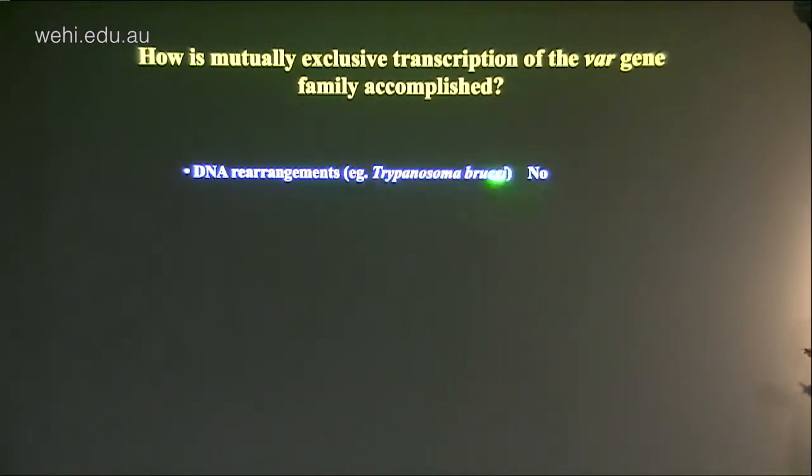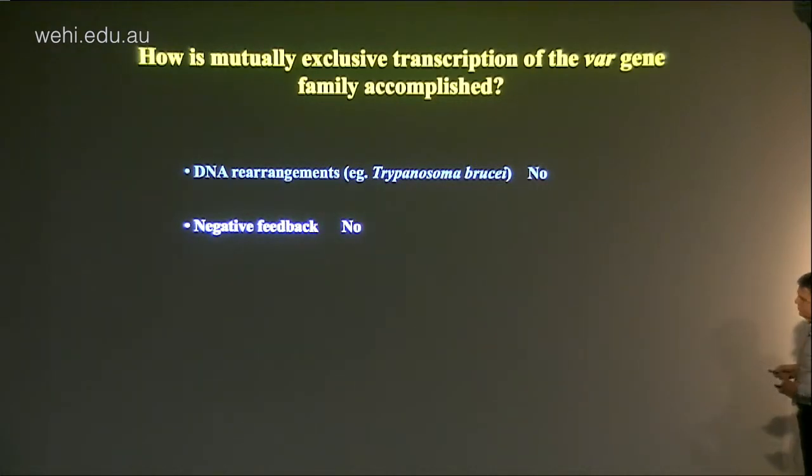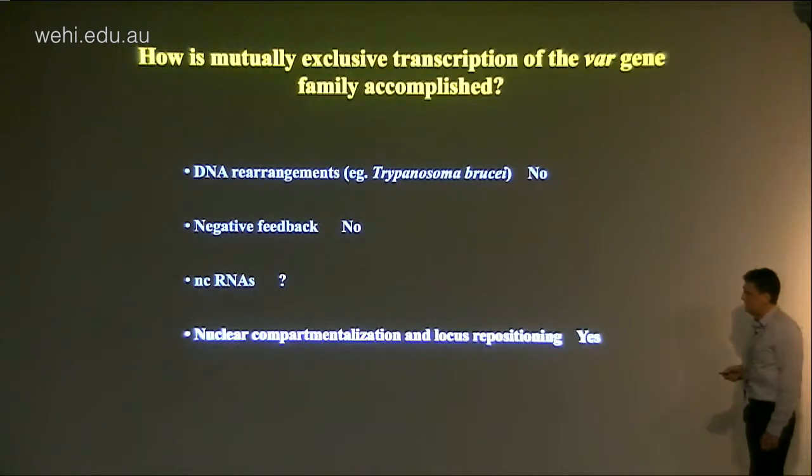Although there's some similarities in Trypanosoma brucei, they have an expression position within the nucleus that allows a particular variant gene to be expressed, and that's similar, as I'll show you, with Plasmodium falciparum. Negative feedback, where the expressed protein can feed back to suppress the other genes, does not occur in Plasmodium falciparum. Non-coding RNAs do occur in Plasmodium and Plasmodium falciparum. Their role in control of epigenetics and also control of VAR genes is not clear. There's some evidence that it is involved, but it's not really been analysed to any great extent.